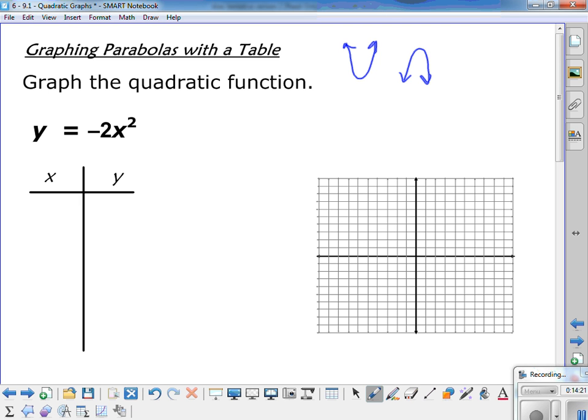Now, most of the time, it's going to work to just center them on 0 for the problems you're going to be having in the next few days. But every now and then, it'll be off a little bit. And so you might have to add a few more numbers to your table. But let's start off with -2, -1, 0, 1, and 2, and see what we get.